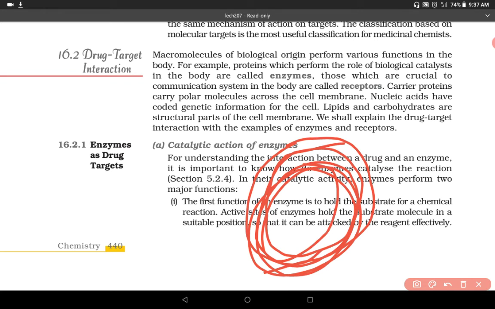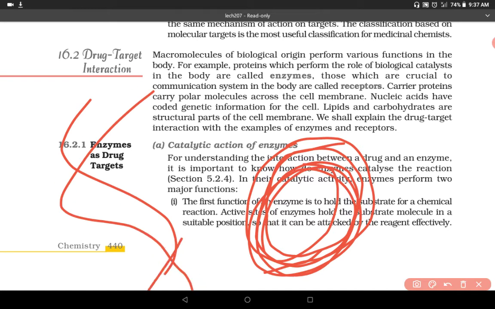Nucleic acids have coded genetic information. In DNA or any other structure, we will find some of the coding happens here. This makes our genetics the same as our parents. Nucleic acids have this coding of genetic information for the cell. Lipids and carbohydrates are the structural parts of the cell membrane. What is the cell membrane composed of? It is composed of lipids and carbohydrates.